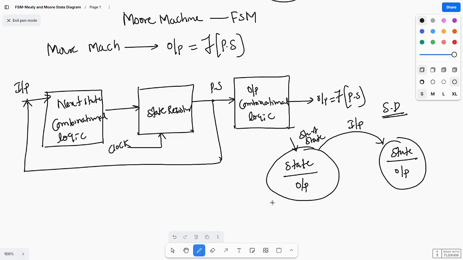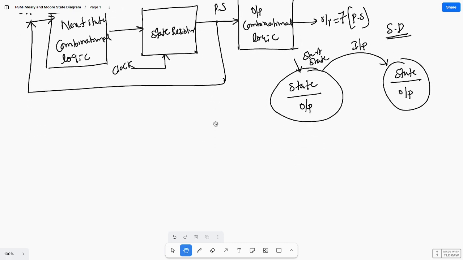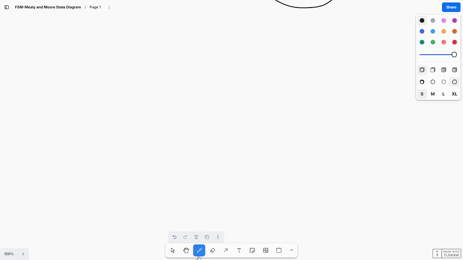A Mealy machine is one where the output depends on the present input as well as the present state, whereas in the Moore machine the output depends only on the present state. So we'll see the difference between Mealy and Moore. What is the difference between Mealy versus Moore?